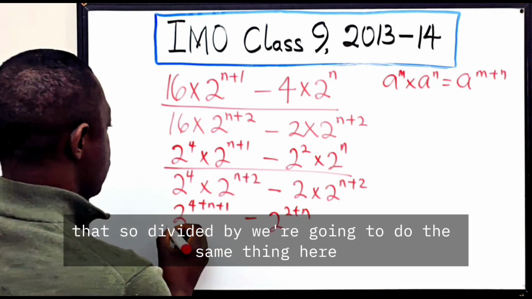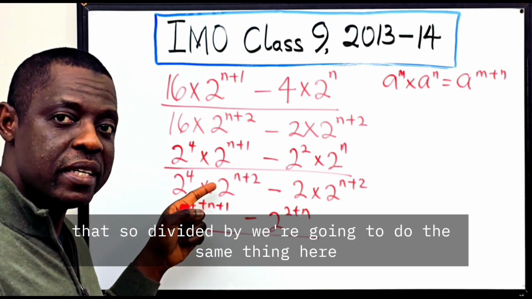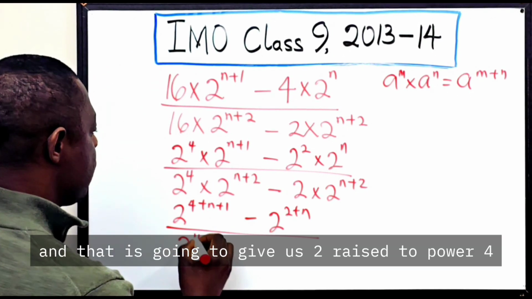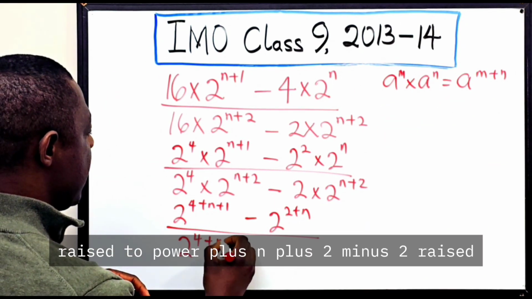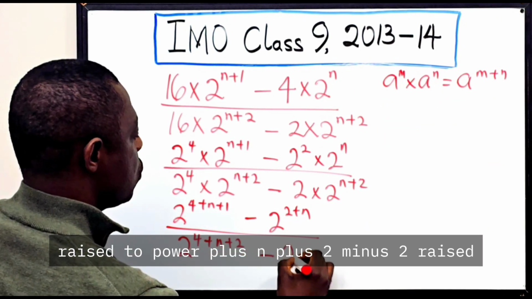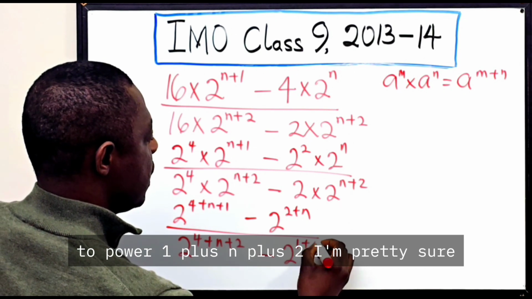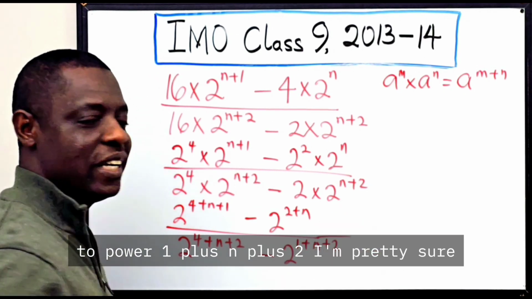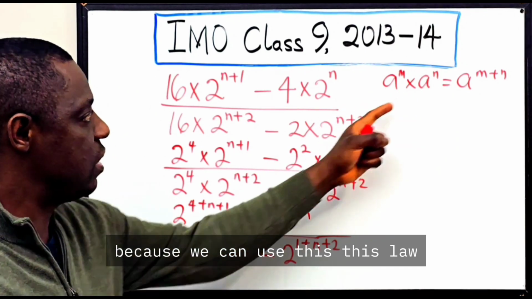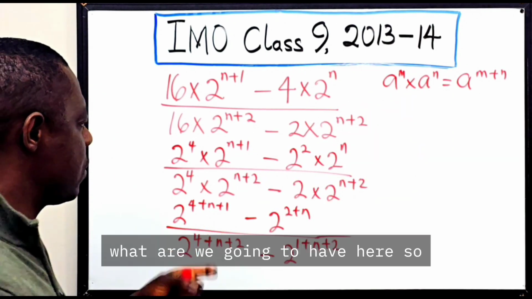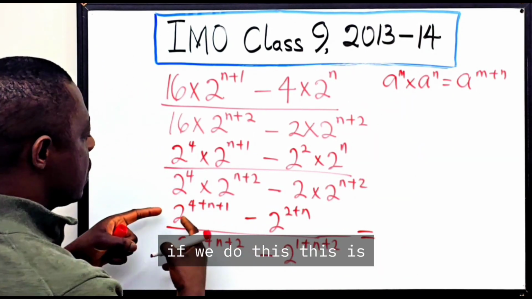If we have done that, so divided by, we're going to do the same thing here, and that is going to give us 2 raised to power 4 because of this law. So we're going to have 2 raised to power 4 plus n plus 2 minus 2 raised to power 1 plus n plus 2. I'm pretty sure that this is clear to us here, because we can use this law that says that. So what are we going to have here? So if we do this, this is what we're going to have.